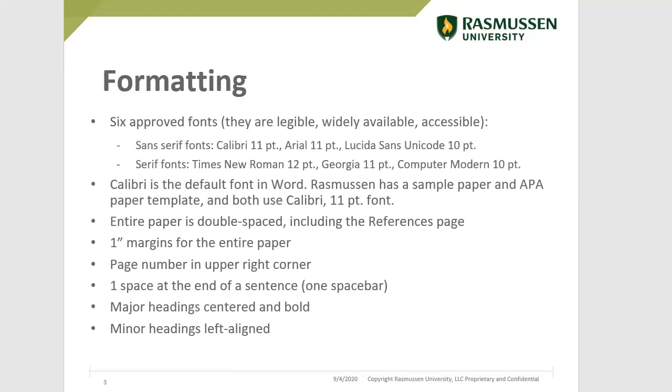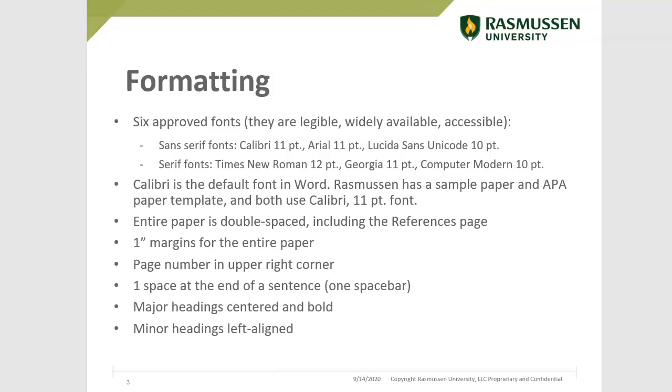General guidelines include using one of 6 APA-approved fonts, including Calibri 11-point, Arial 11-point, Lucida Sans Unicode 10-point, Times New Roman 12-point, Georgia 11-point, and Computer Modern 10-point. Note that Calibri is the default font in Microsoft Word. Therefore, Rasmussen has a sample paper and APA paper template, and both use Calibri 11-point font. It is likely that most student submissions will be in Calibri 11-point font. However, all of the 6 approved fonts mentioned above in the slide should be accepted for student papers.